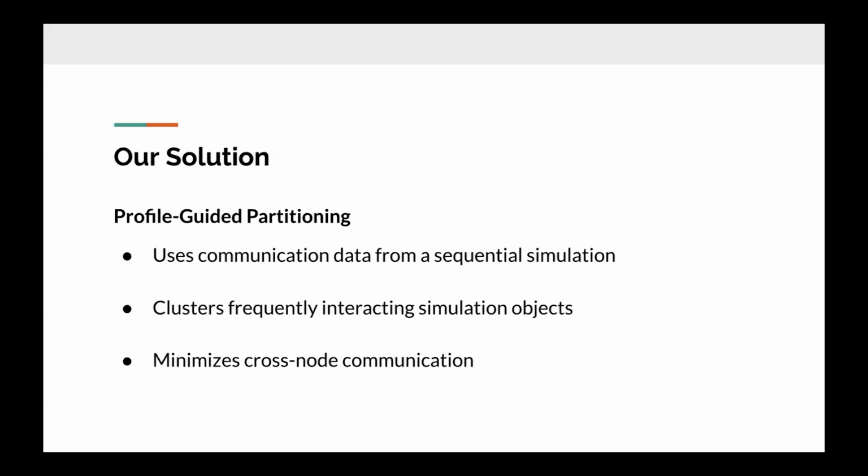Once we have this graph, we apply a graph partitioning algorithm that splits the graph into chunks, and each chunk corresponds to a processor. The partitioner tries to balance the number of nodes while cutting as little edge weight as possible. This means that frequently communicating objects are placed together, minimizing the number of cross-processor messages during the actual parallel run. It's a simple idea, profile first, then partition, but it has a huge impact on performance.